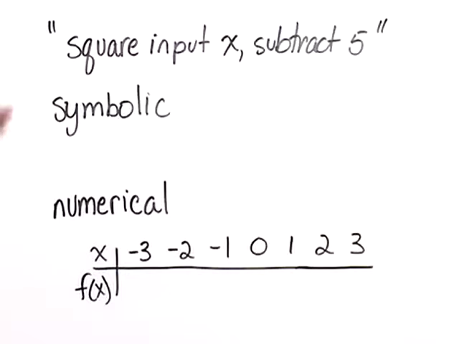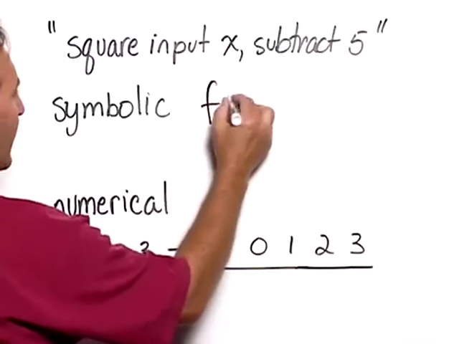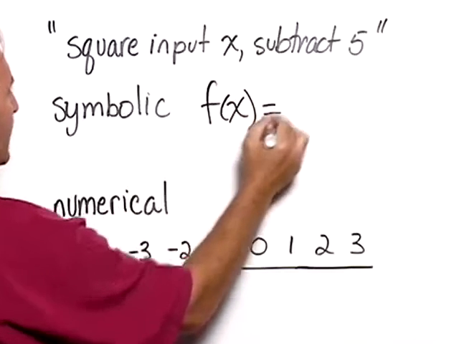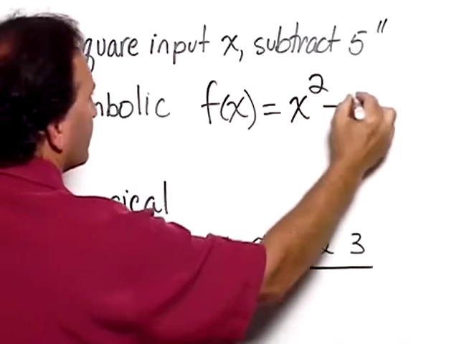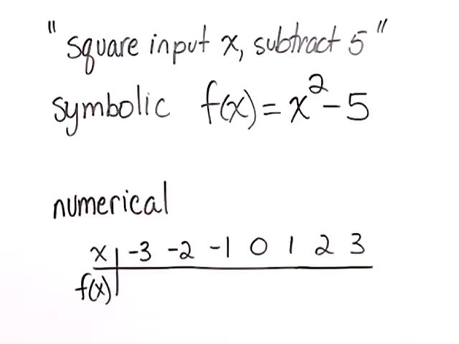So let's start with reminding that it's square the input x and subtract 5. And we want to write the symbolic version of that, or symbolic representation. So we would start with f of x, and that equals square x, and then subtract 5. So f of x equals x squared minus 5.